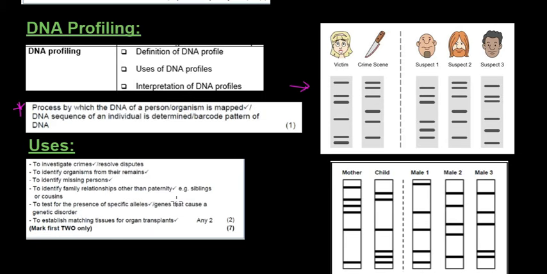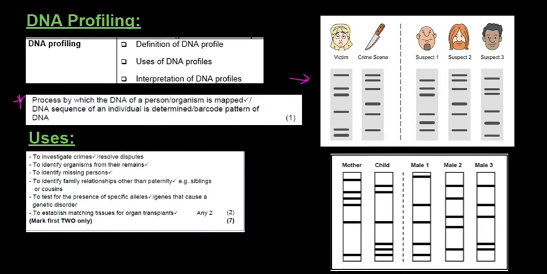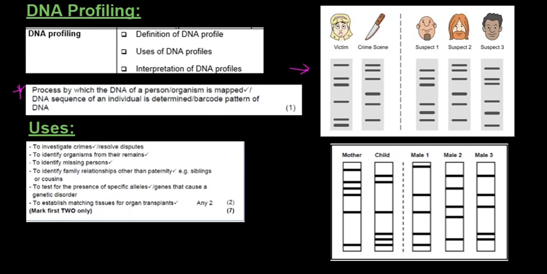to test for the presence of specific alleles or genes that cause a genetic disorder, or to establish matching tissues for organ transplants. That last one is quite important. Now that we know the uses, you also need to know how to interpret these DNA profiles, and you will use it again in the chapter on genetics and inheritance when paternity testing is done. You need to be able to write about this in an essay even.